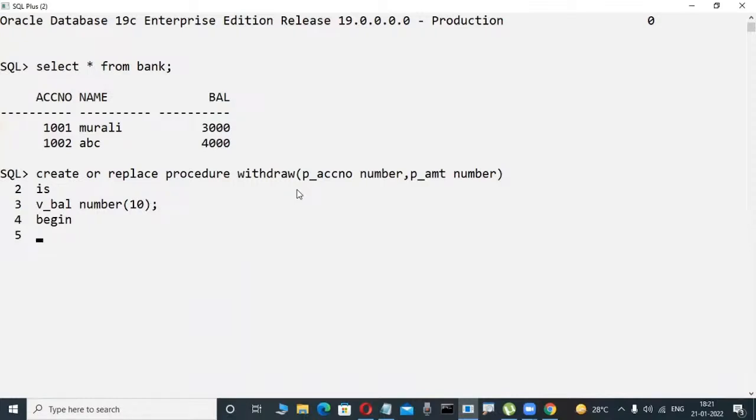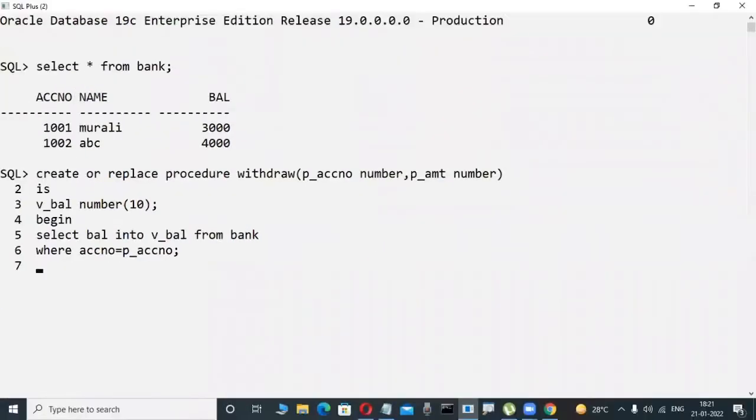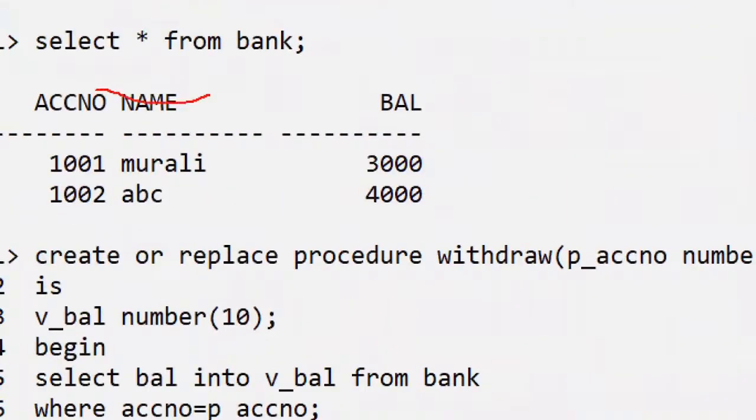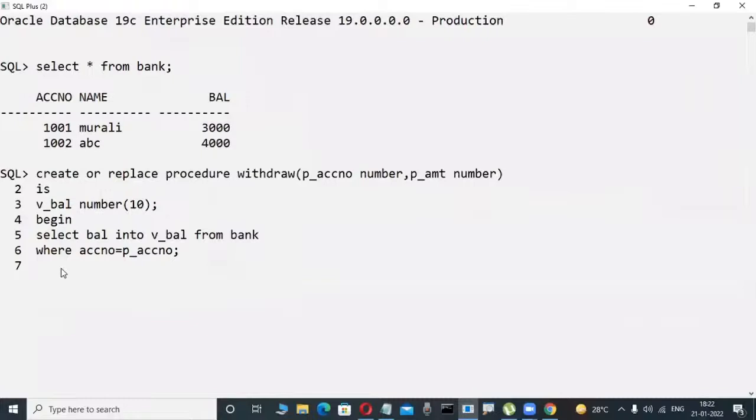Now concentrate here. Some coding is there: select balance into v_balance from bank where account number is equal to something. You may not have an idea of these, but they are very easy. Bank is a table where your transactions are stored. I'm using this table in the PLSQL code, checking the balance through the account number.